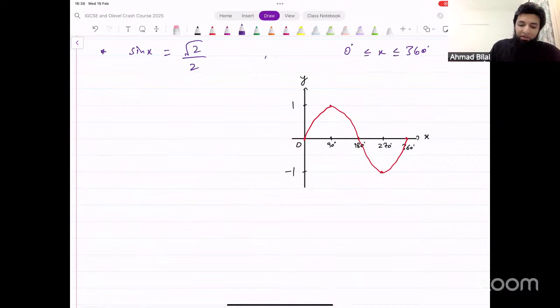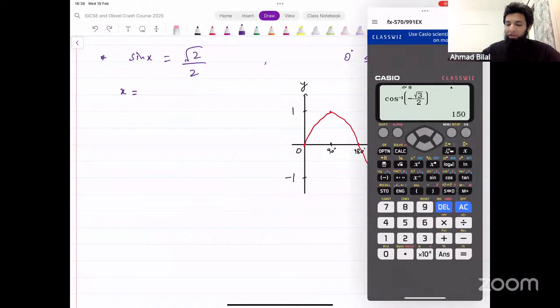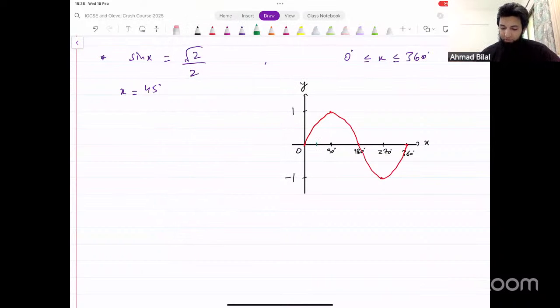Now, how do you find the value of x from this? x equals sine inverse of square root of 2 over 2. Again, put this on a calculator and see what you get. Sine inverse of square root of 2 divided by 2. We get 45 from that. 45 degrees. That's the result that we're getting. This is one solution of this equation. Where is 45 going to be? 45 is right here.